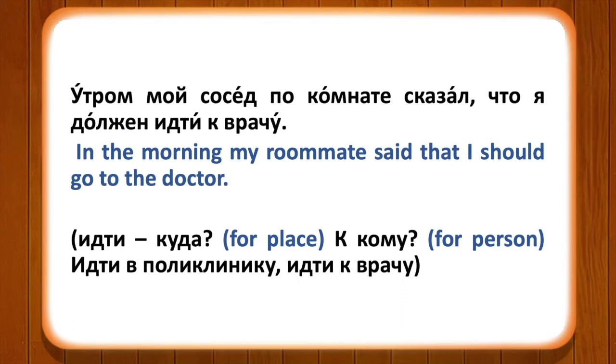Утром мой сосед по комнате сказал, что я должен идти к врачу. Утром, when? Утром, adverb of time. Мой сосед по комнате, my roommate or my neighbor. Сосед по комнате means roommate. So here, my roommate сказал, said, что, here we are using что as conjunction, that я должен идти к врачу. Должен means must or you have to.